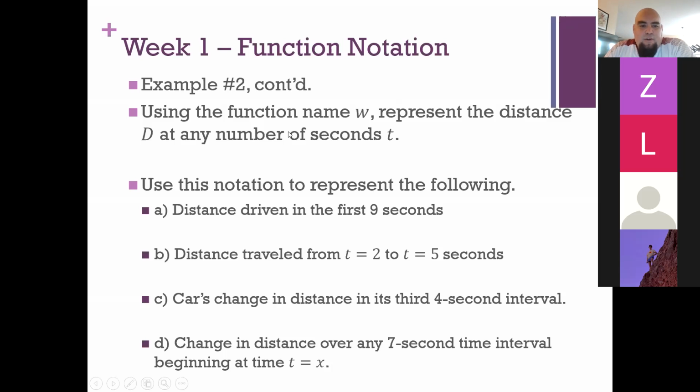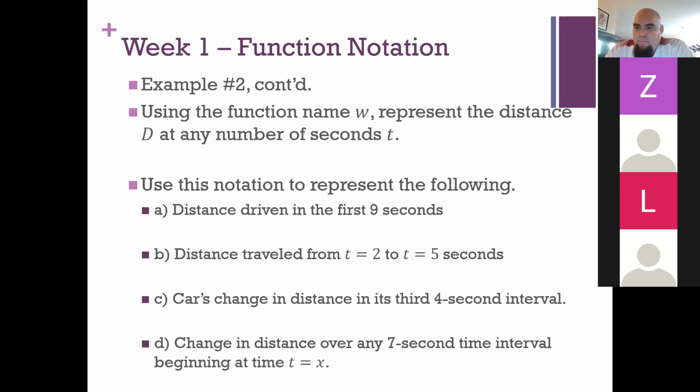All right, let's go for it. So the distance driven in the first 9 seconds. Who wants to give me a piece of function notation for that? I have W of 9. W of 9. I like it. And one thing I forgot to animate before, we're letting D equals W of T. So D stands for the dependent variable, distance. T stands for the independent variable, time in seconds, and W is the function that maps the independent variable to the dependent variable.